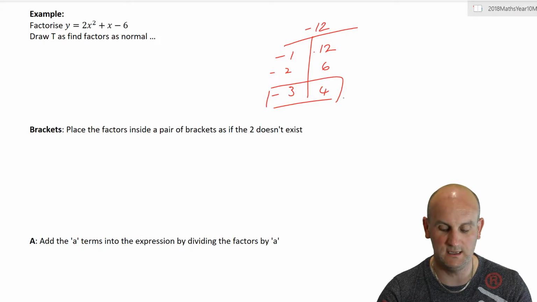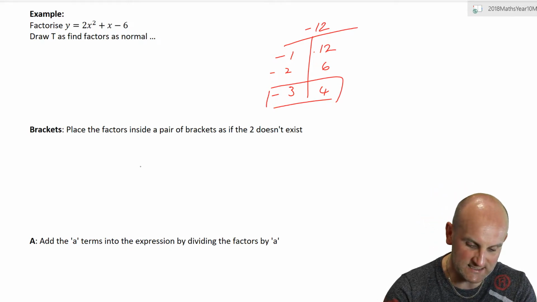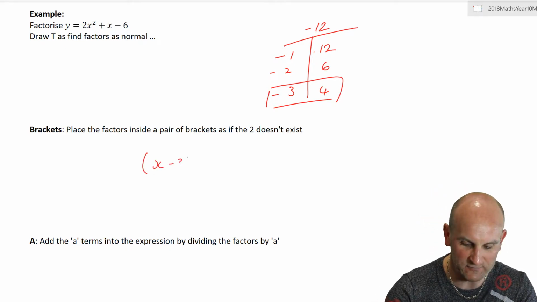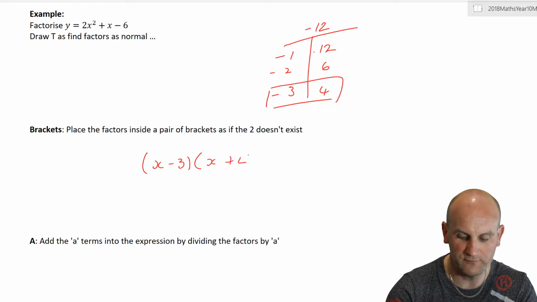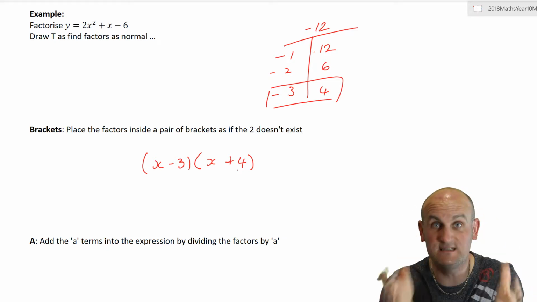Now, interestingly, this is what you do. You bang them in as if that 2 didn't exist. So my next step is actually to write that as x minus 3 and x plus 4. Now you're going to say, hold on a moment, you said we can't do that. I know, this BARF stuff is incredible.